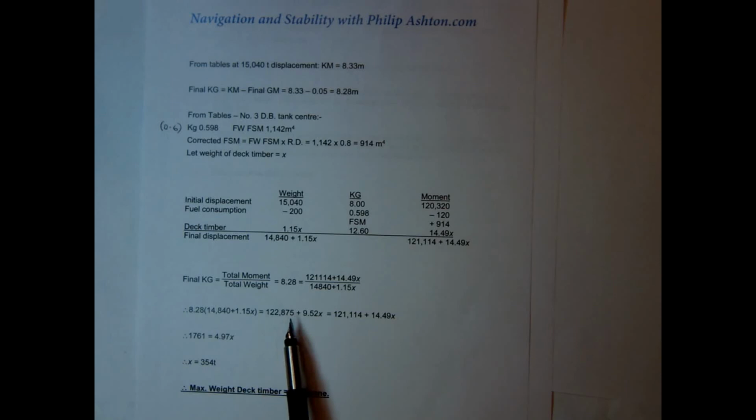So that times that equals that, and of course when we do the cross multiplication it equals that value on the top. Subtract that from that, subtract that from that, 1761 equals 4.97x, so x equals 3.54. So the maximum weight of timber, 3.54.